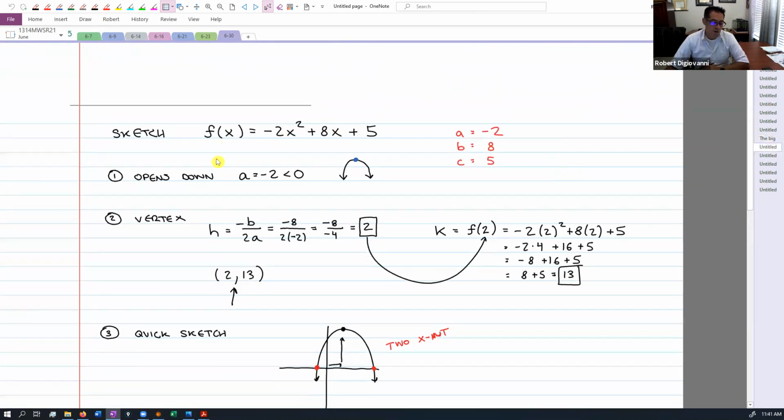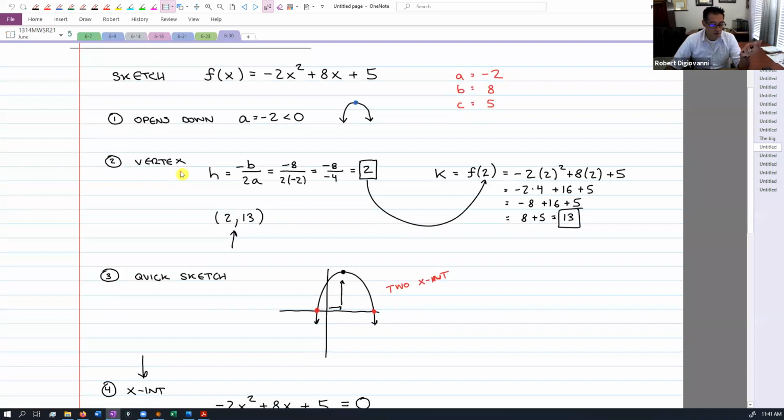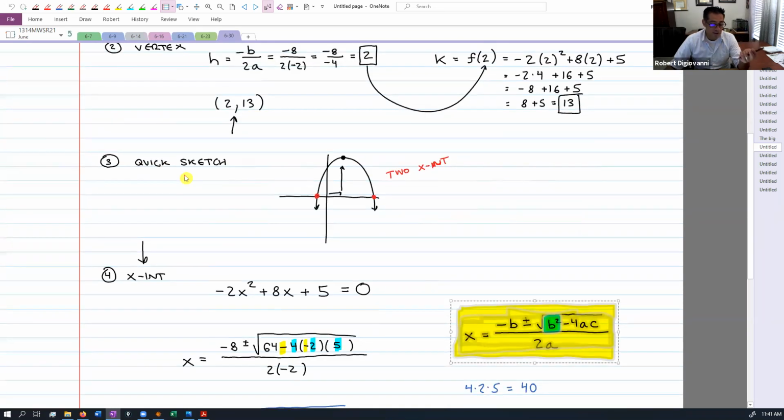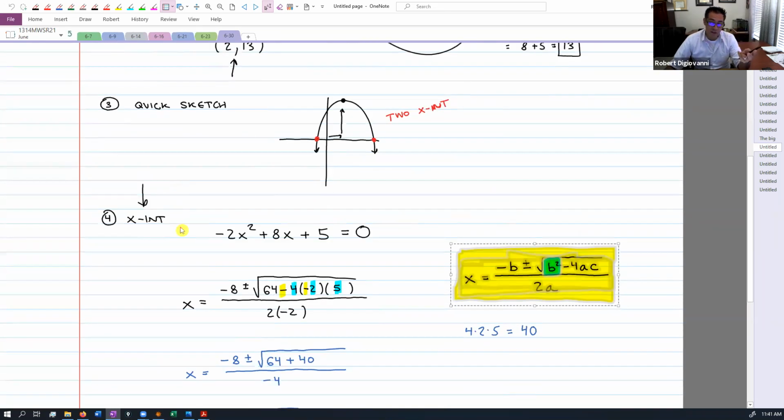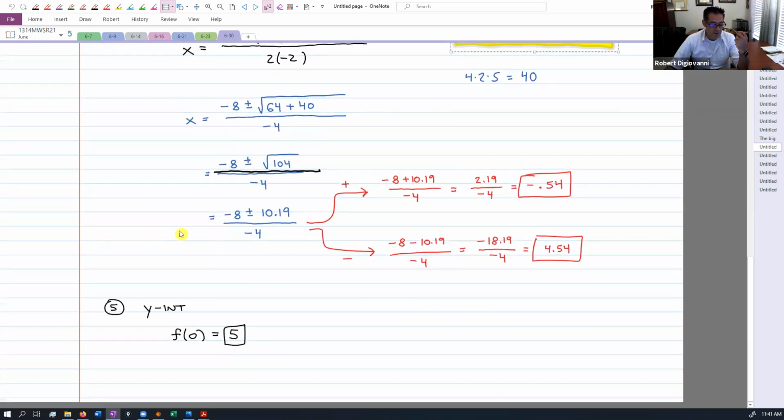I'll just show you an example. We figure out if it opens up or down. We find the vertex, which is a formula. We do a quick sketch. We find the X-intercepts if we have them. We find the Y-intercept, and then we draw the picture. Okay, so go back in your notes, find those steps, put those on your formula sheet.